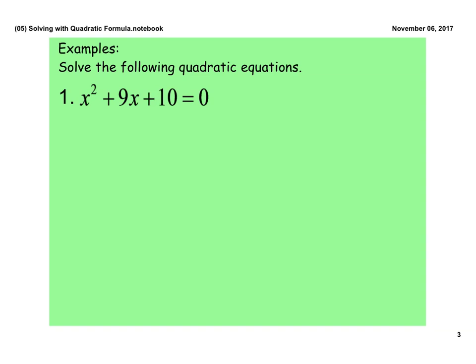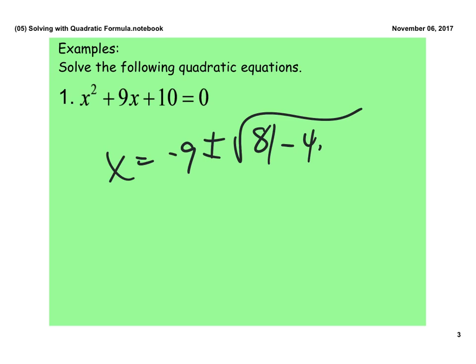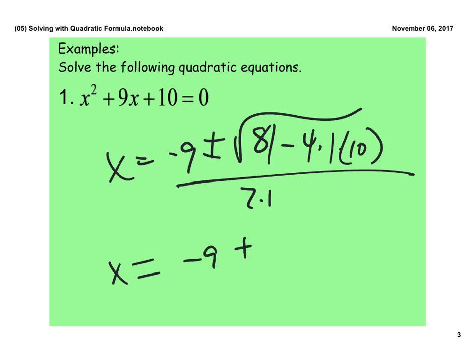Okay, so x equals negative b, which is negative 9, plus and minus the square root of b squared, which is 81, minus 4 times a, which is 1, times c, which is 10, all over 2a. 2 times 1 is 2. So then we have x equals negative 9 plus and minus the square root of 81 minus 40, which would be 41. Doesn't feel right. Something's wrong. What am I doing wrong? Is that right? Mm-hmm. Okay.